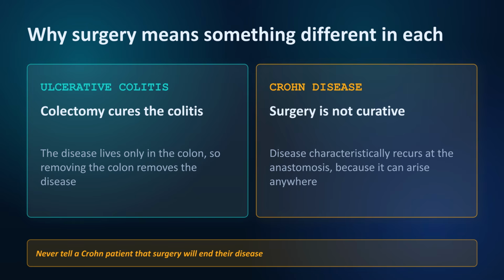Hold these two side by side because they are genuinely different. In ulcerative colitis, colectomy cures the colitis. The disease lives only in the colon, so removing the colon removes the disease. Pouchitis remains a possibility afterward, but the colitis itself is finished. In Crohn disease, surgery is not curative. The disease characteristically recurs at the anastomosis, because Crohn disease can arise anywhere from mouth to anus, and you cannot resect all of it. So never tell a patient with Crohn disease that an operation will end their disease. It will not. Post-operative prophylaxis is started precisely because recurrence is expected.